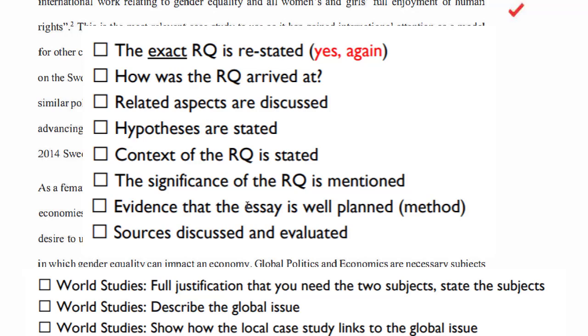And evidence the essay is well planned. In other words, you could even put a subtitle method in if you like, but definitely use the word methodology or something to say the way I'm going to go about answering this research question is as follows, and then you write it in the introduction, and then an overview of how good your sources are. Are there any problems with them? Is your essay particularly a political hot potato, in which case everybody is very biased? Have you got any truly independent sources? So a bit of an overview.